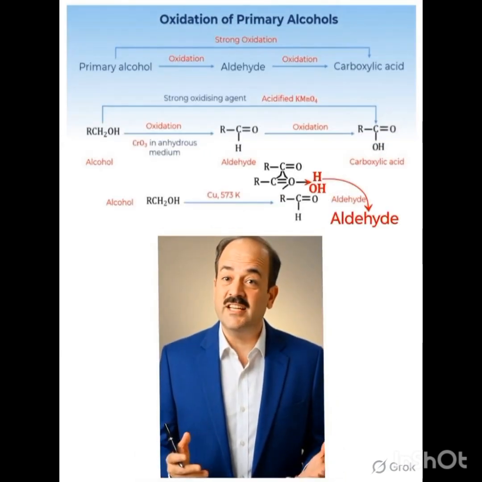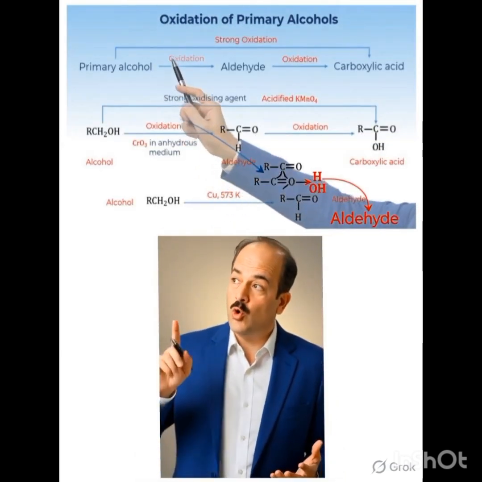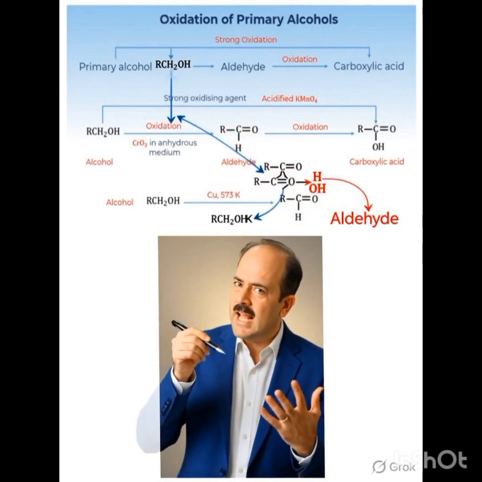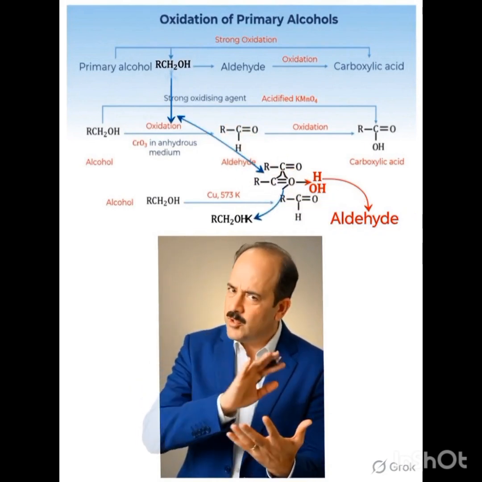Hello everyone, today we start the oxidation of primary alcohols. Primary alcohol goes to aldehyde, then to carboxylic acid. With acidified KMnO4 the oxidation goes to the carboxylic acid, while at 573 Kelvin with copper it stops at the aldehyde.